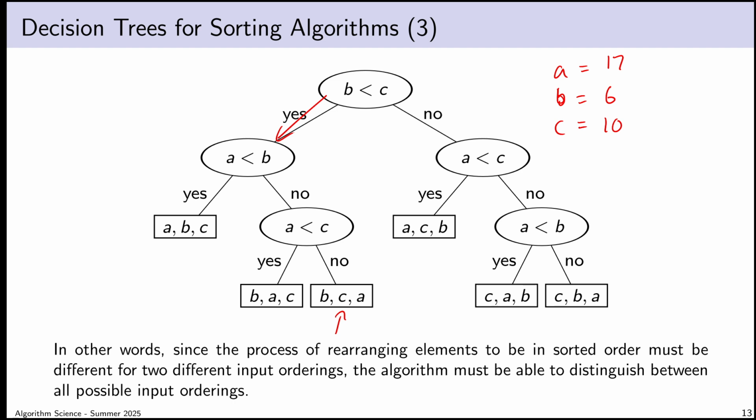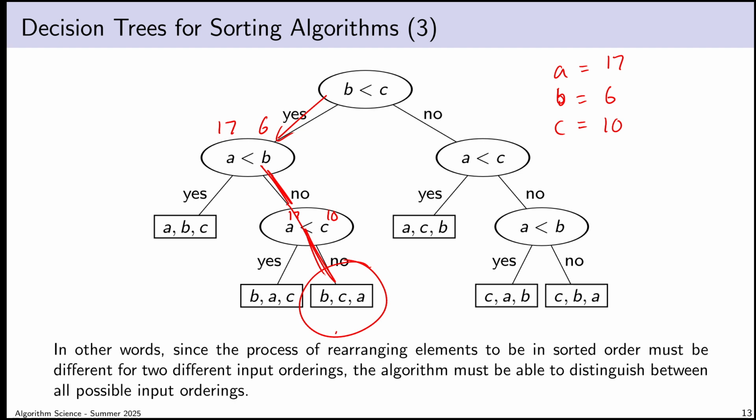Now I ask the question, is A less than B? A is 17 and B is 6. We can see that it is not less than B, so we go to the right. The answer is no. Now we ask the question, is A less than C? A is 17 and C is 10, and the answer is no. So we go over here. And that means we can conclude the sorted ordering of my elements is B and then C and then A.